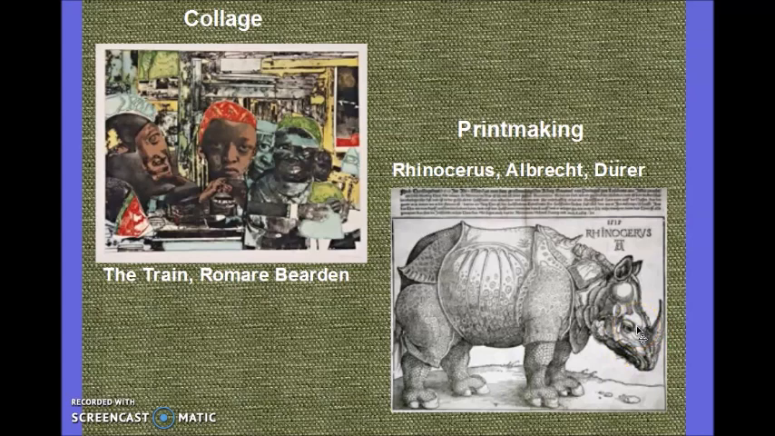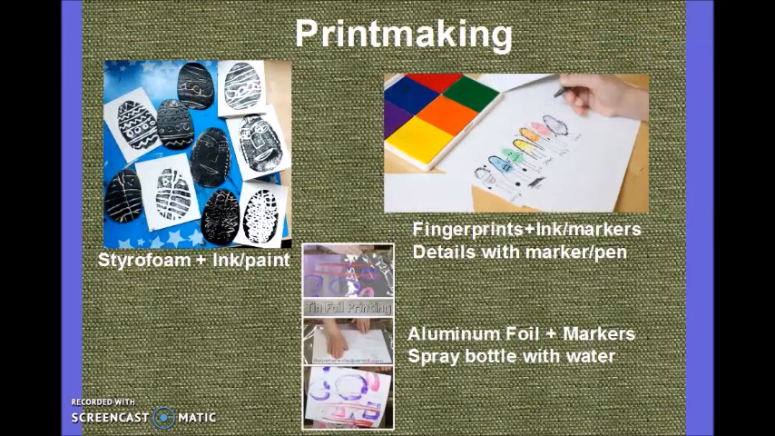So let's talk a little bit more about printmaking and how you get texture from printmaking. So printmaking can be done in all sorts of fun ways. Here you see styrofoam that's been carved into with a dull pencil. And then what you do is either roll some or paint some ink on or roll some paint on, and then you press the styrofoam into a piece of paper while the ink or paint is wet, and it creates a print or a copy.